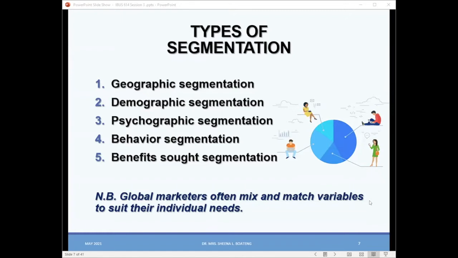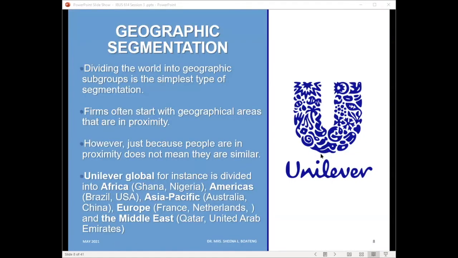So now let's go into an explanation of each of the individual variables or types of segmentation that global marketers can utilize, starting from geographic segmentation. So like I said, geographic segmentation is the most popular and most commonly used one. And this involves dividing the world or the globe into geographic subgroups, right? Depending on, like I mentioned, the situation of the organization and their resource constraints and how they can effectively target these markets.